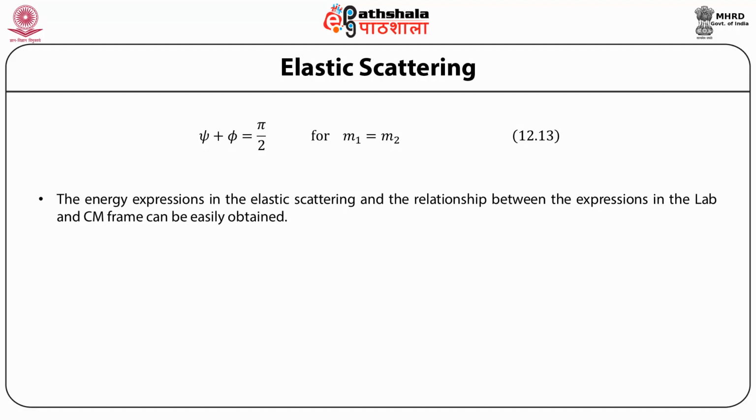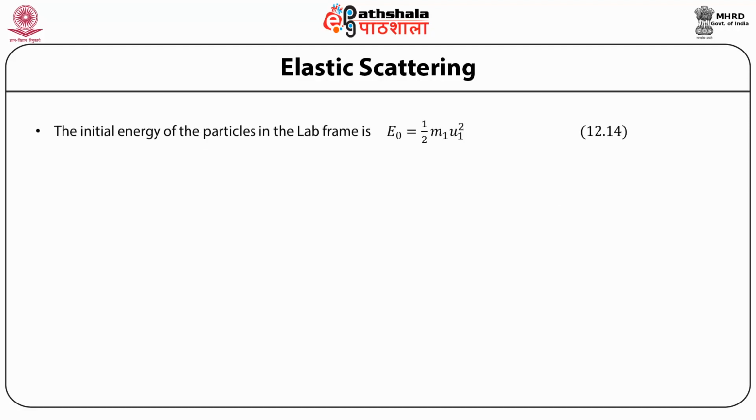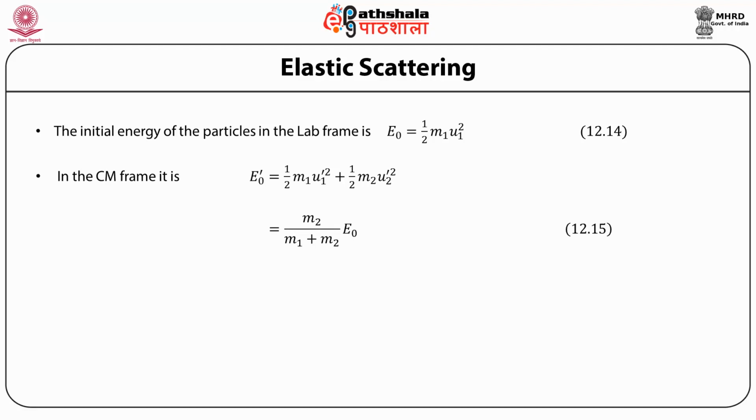The energy expressions in the elastic scattering and the relationship between expressions in the lab and the center of mass frame can be easily obtained. The initial energy of the particles in the lab frame is E0 equal to half m1 u1 square. Particle 2 being at rest in the lab frame, its mechanical energy is equal to 0. Whereas in the center of mass frame, the energy E0 prime is equal to half m1 u1 prime square plus half m2 u2 prime square, which is m2 divided by m1 plus m2 times E0.